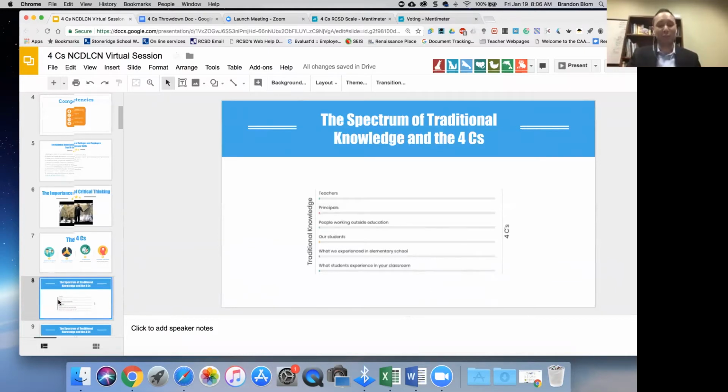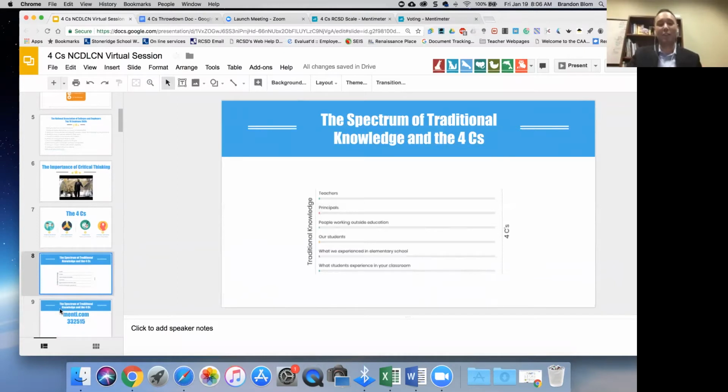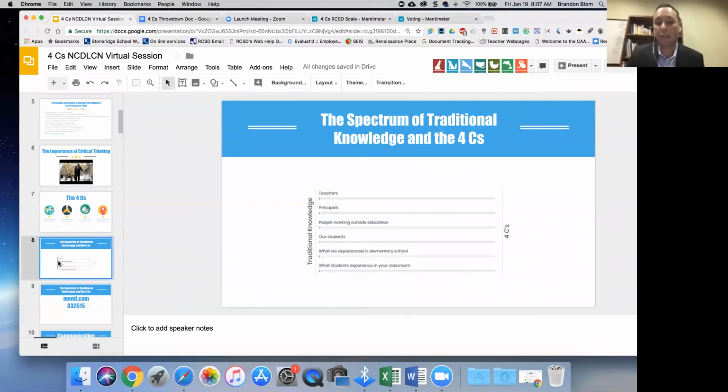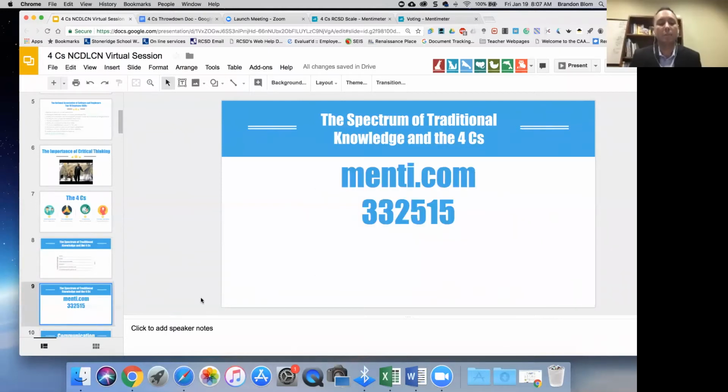So we'll see if this works. It might not, but if you can open another tab and go to the website menti.com, when you get there, you should be asked for a code. If you put in the code 332515, it should prompt you to this. Sorry, I'll put that back up. And then you should be able to use just a sliding scale.